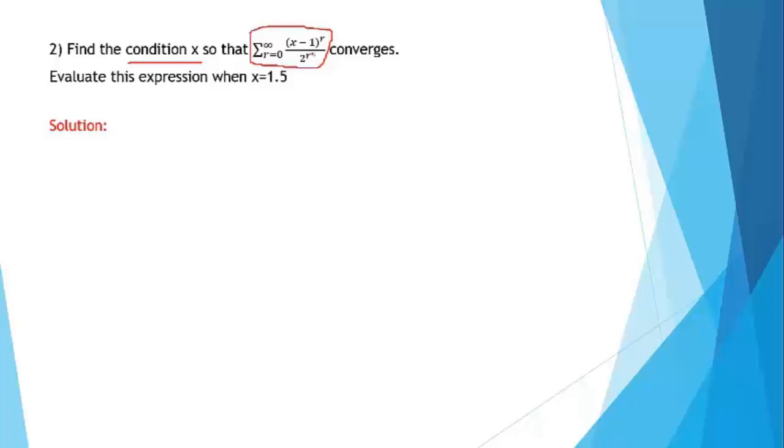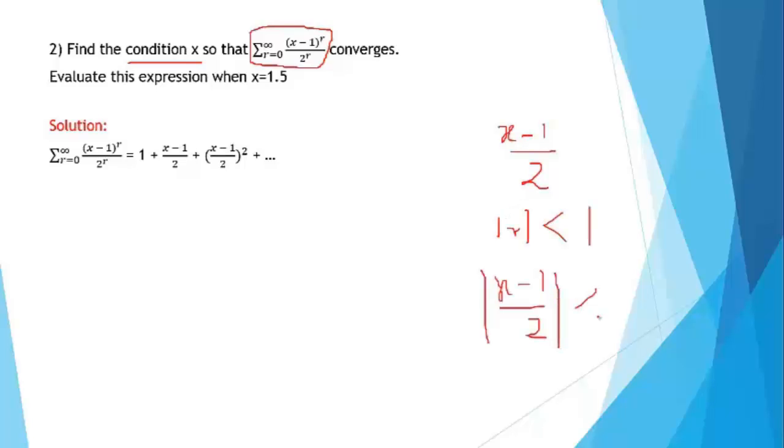So any number with a power of 0 is 1. So we get 1 plus, so when we substitute 1 for r, we get (x take away 1) to the power of 1 over 2 to the power of 1. So we get 1 plus (x take away 1) over 2 plus ((x take away 1) over 2) to the power of 2, and so on. So the common ratio is (x take away 1) over 2. For the series to converge, the modulus of (x take away 1) by 2 needs to be less than 1.